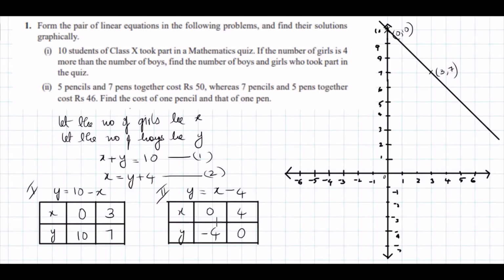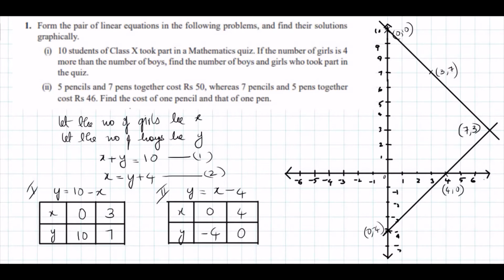Now draw the straight line for the second equation. That is 0, minus 4. So this is the point. And the next solution is 4, 0. So x is 4 and y is 0. So you'll get it on the x-axis. After this, draw the straight line. So here you can see the coordinate 7, 3.